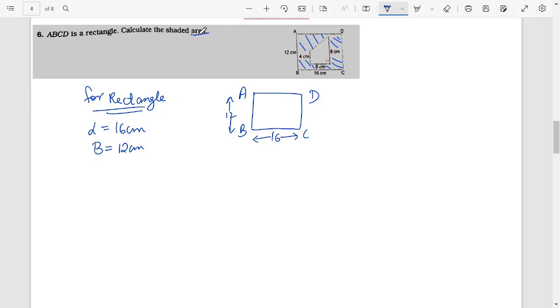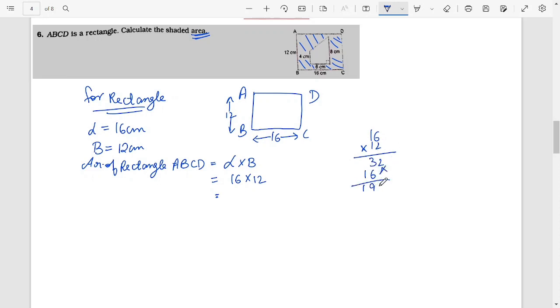We have to calculate the shaded part area. Area we have to find. So first of all, we will find the area of the rectangle. The name of the rectangle is ABCD. Formula for area of rectangle is L into B, length multiply breadth. Length is 16, breadth is 12. We will multiply these two, 16 into 12. Then we will get 192. So the answer is 192 centimeter square. So this is the rectangle area, full area.